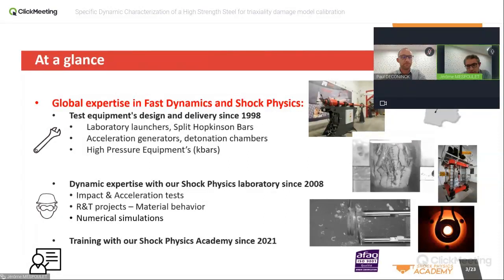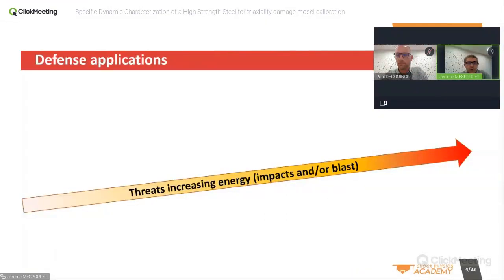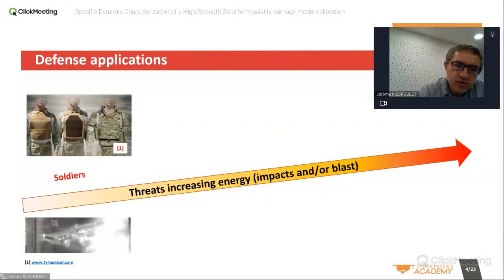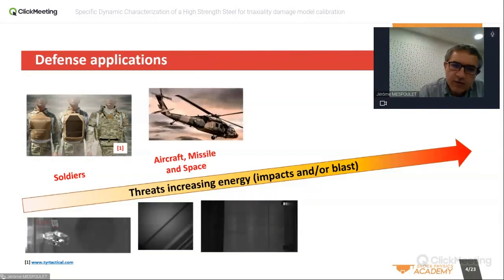Jérôme, please. Thank you, Paul. So welcome everybody. A short introduction to different defense applications we deal with in our company, but perhaps you can face them in your own entities. If you look at the threats in terms of increasing energy, from impact to blast or acceleration, it starts from soldiers that can have damage. It is the lowest level of threat energy. And after you have aircraft, missiles, and space applications.